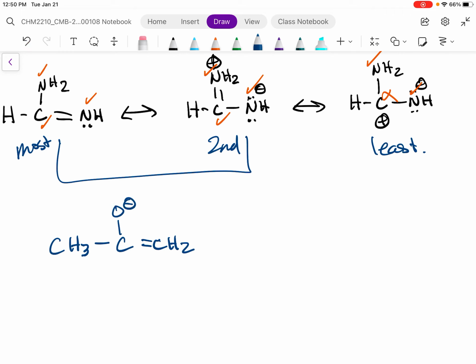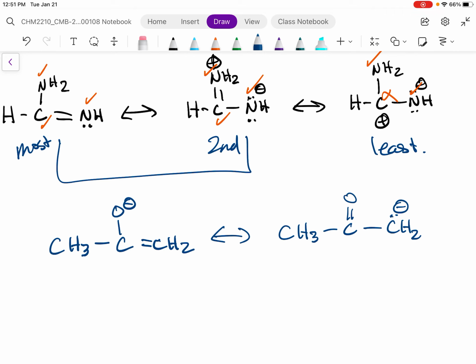Okay, so we have that one. We can draw a resonance structure that looks like this. Like that. Okay? Now, when we go through rule 1, all the atoms in here have an octet. And then when we go to rule 2, all those resonance structures have the same amount of formal charges. They all have 1 formal charge.